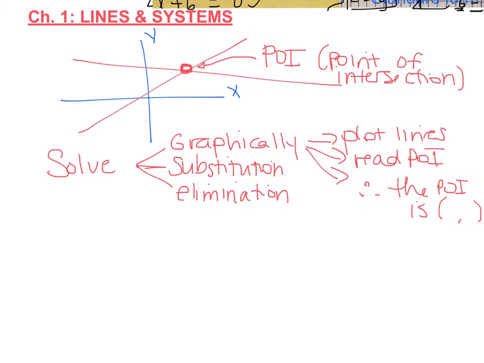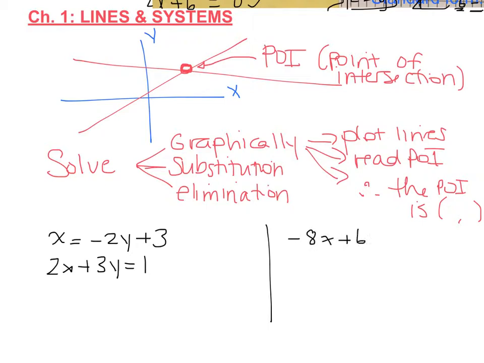So how do you know if you're supposed to solve algebraically using substitution versus elimination? Here are two examples of systems that we're going to be asking you to solve. First one, x equals negative 2y plus 3 and 2x plus 3y equals 1. That's the first system. And the second one, let's say negative 8x plus 6y equals 10, and 2x plus 2y equals 8. Those are two linear systems.